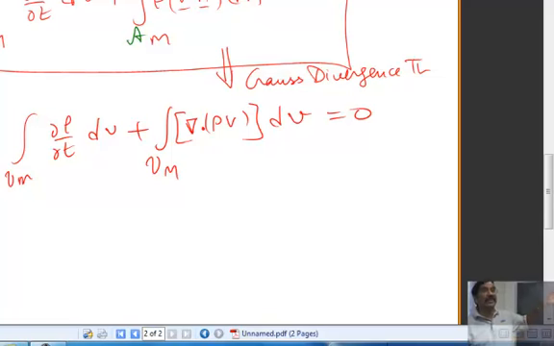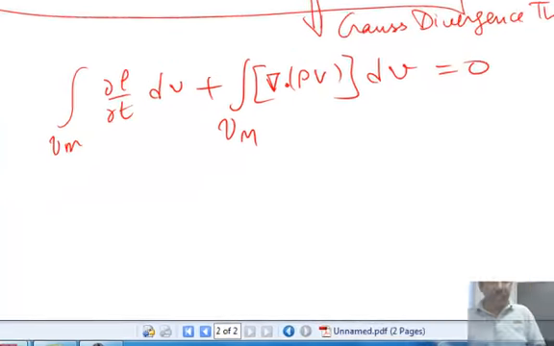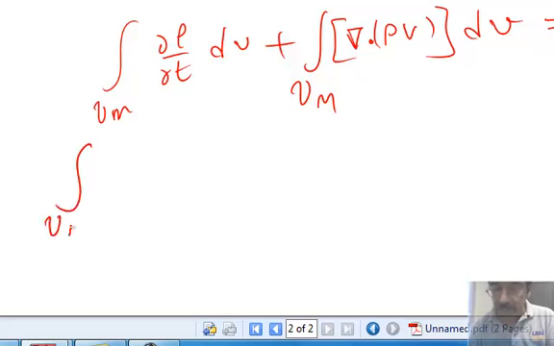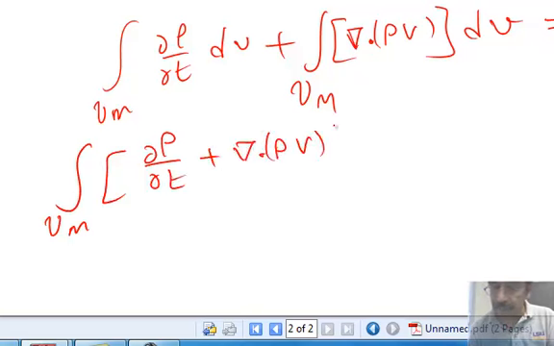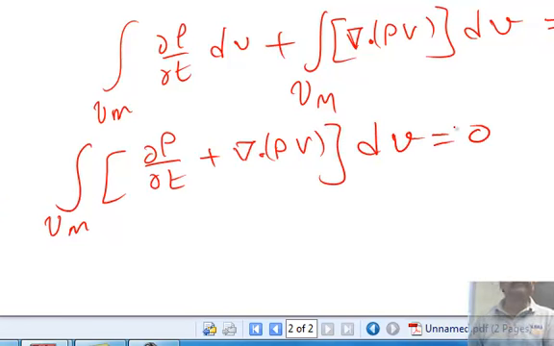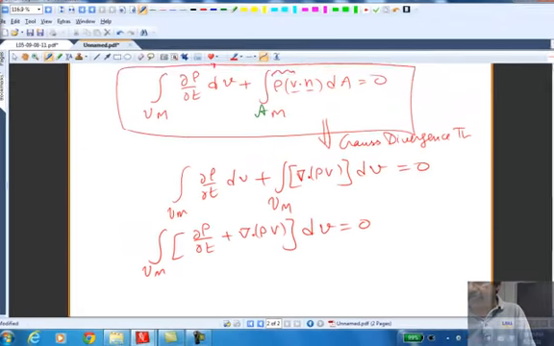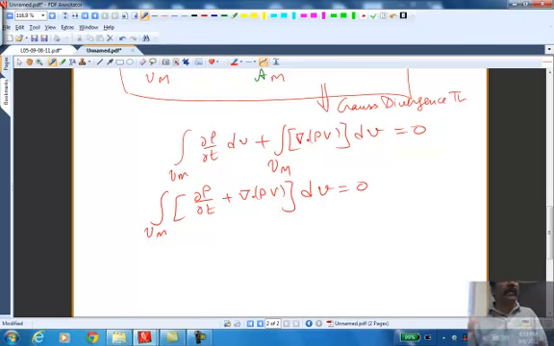Now we notice that both of them have been expressed in terms of the same material volume. So I can take the integral as a common factor and write it as d rho/dt plus del dot rho v, dV equal to 0. Okay. But Vm was arbitrary. We started off with an arbitrary material volume, right? So how can that integral be 0 for any arbitrary material volume? Only if that integrand is identically equal to 0. Do you understand what I mean by that?